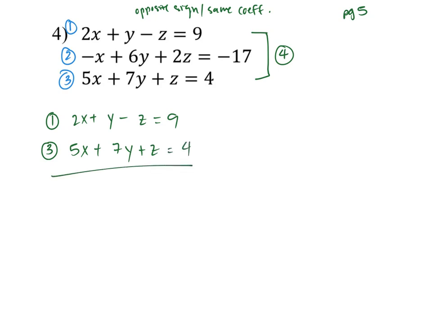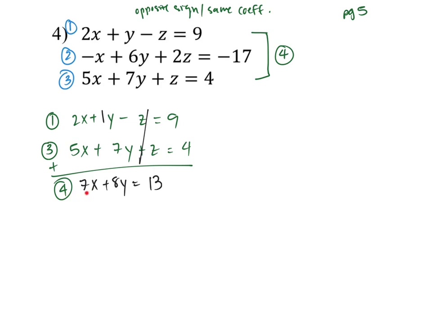And so when I add these two together, I already notice that the z's should cancel, right? Because they're opposite signs, same coefficient. So now I'm just left with x's and y's, so I'm going to combine them. So 2x plus 5x gives me 7x. 1y plus 7y is going to give me 8y. And then 9 plus 4 gives me 13. So this is going to be equation 4. So I'm going to keep that in mind.